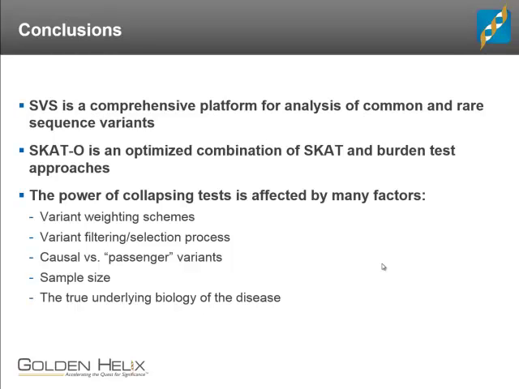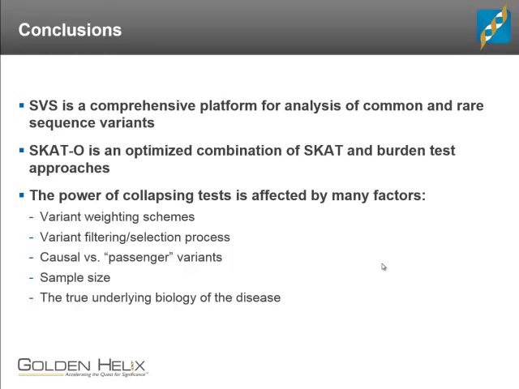So, in conclusion, what have we learned here today? Number one, SVS is a comprehensive platform for analysis of both common and rare sequence variants. There's a lot of power for the rare variant association tests, SKAT-O being the newest of those. SKAT-O, as we saw, is an optimized combination of SKAT and burden testing approaches. The power of those tests, though, is affected by many different factors. The variant weighting scheme that's used can really influence the results. The upstream variant filtering and selection process is very important.